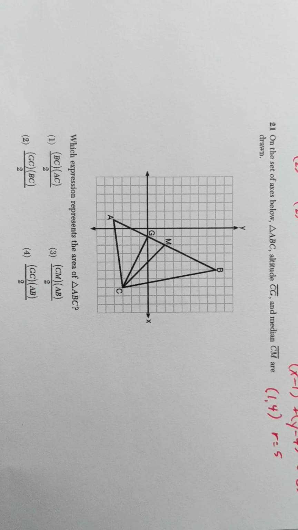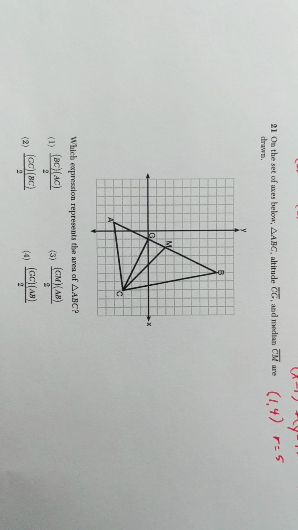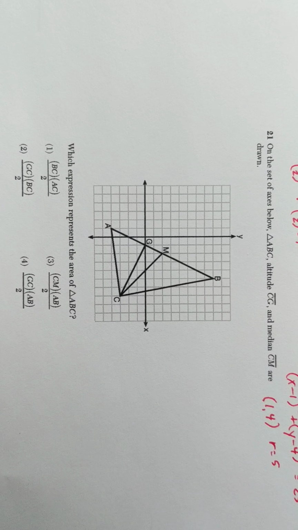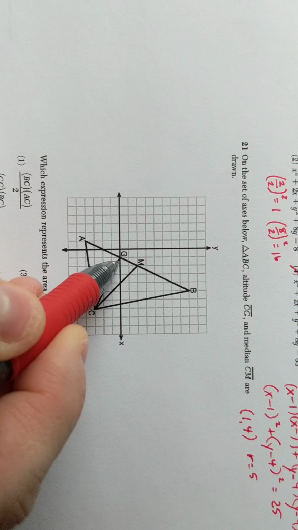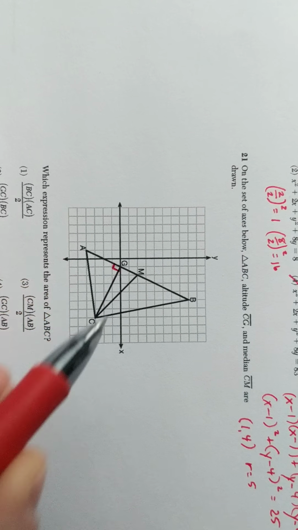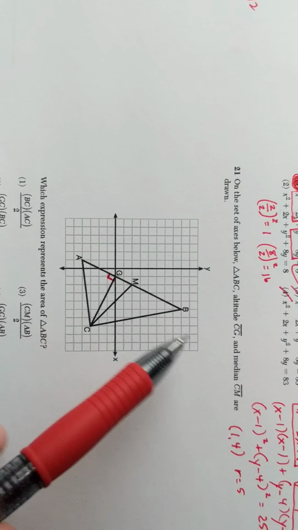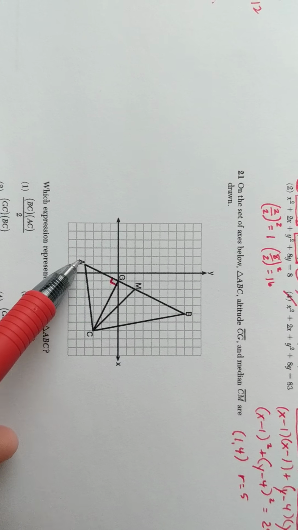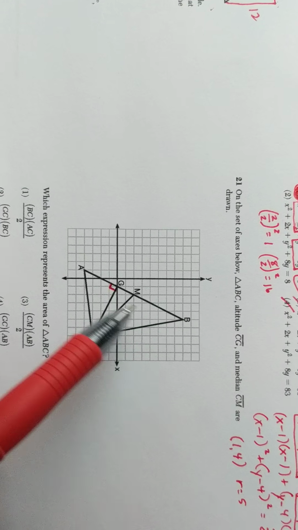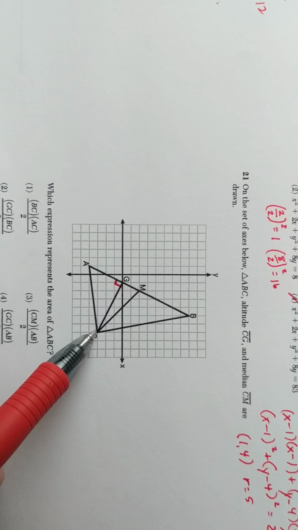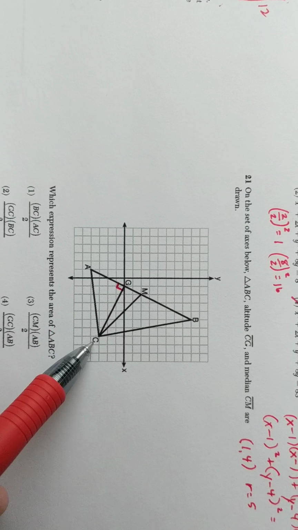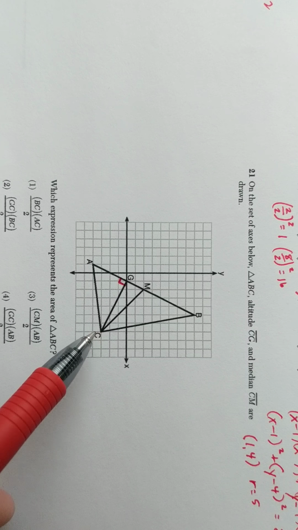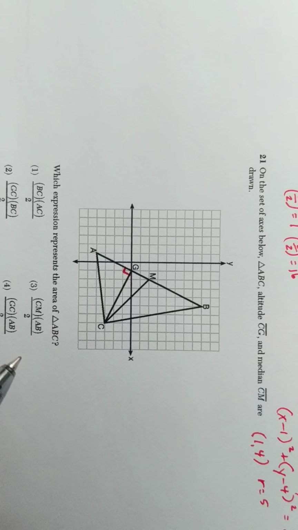Question 21. On the set of axes below, triangle ABC, altitude CG. Now remember, an altitude always is perpendicular to the opposite side. So that is perpendicular, which, by the way, since it's on a graph, you should already be thinking, this guy and this guy will have negative reciprocal slopes, because if they're perpendicular, this slope will be the negative reciprocal of GC. Just something to think about.